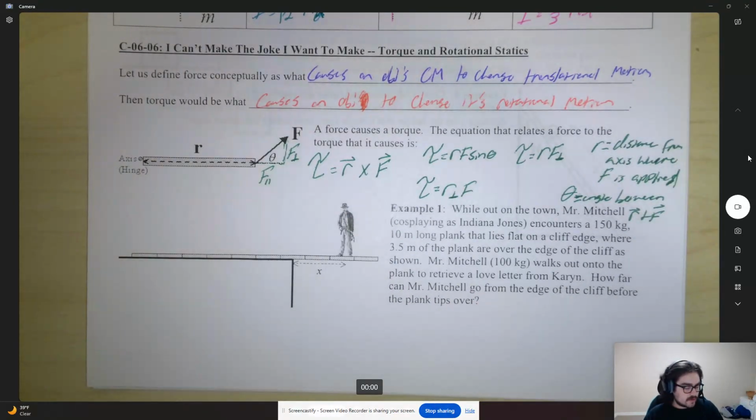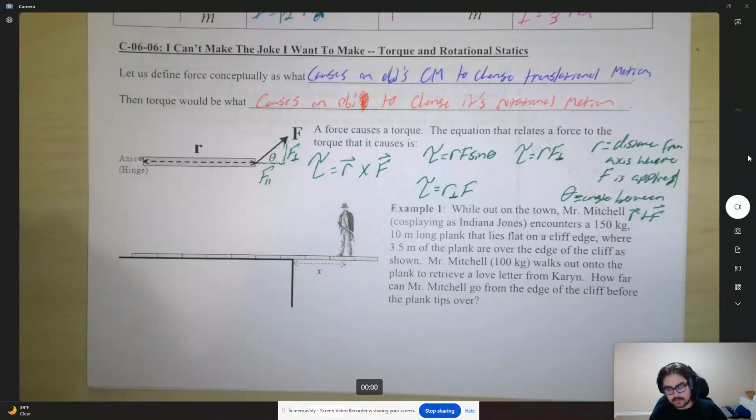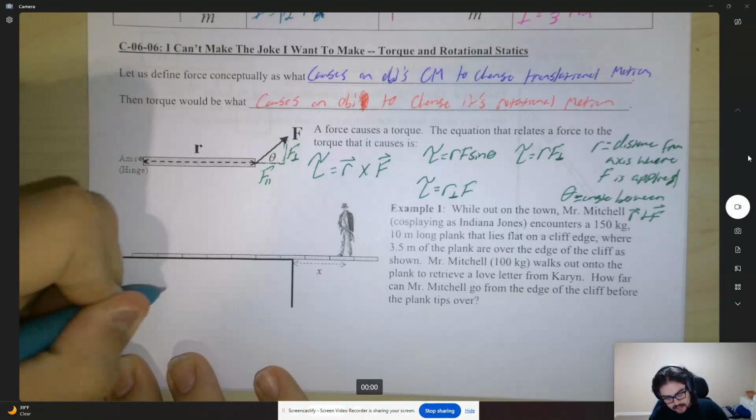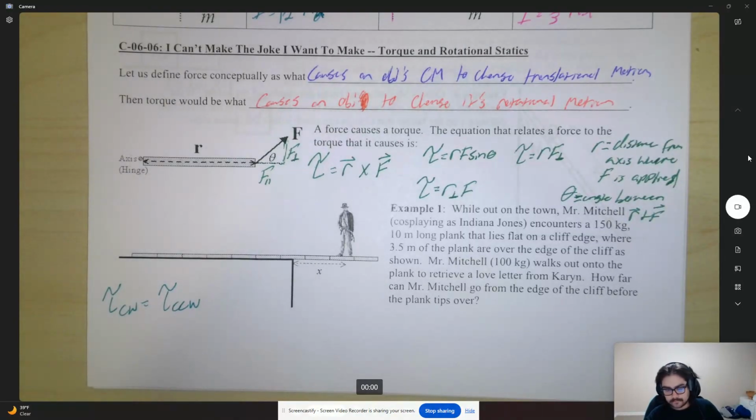Well, that is a great question. First we need to set up a balanced torques equation. That's going to be the best way to approach this. I'm going to set it up so any clockwise torques need to be equal to any counterclockwise torques.